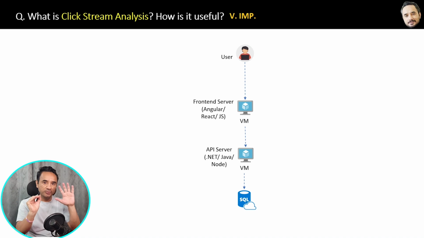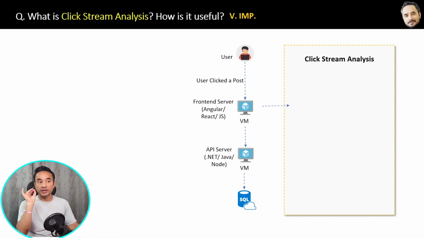Now there are 5 major steps inside click stream analysis. The first step: suppose you clicked a post in Facebook. Now what will happen in the front end server? Click stream analysis will start. First is data generation, meaning whatever you do as a user, scrolling, clicking, searching something on Facebook. First this will happen.